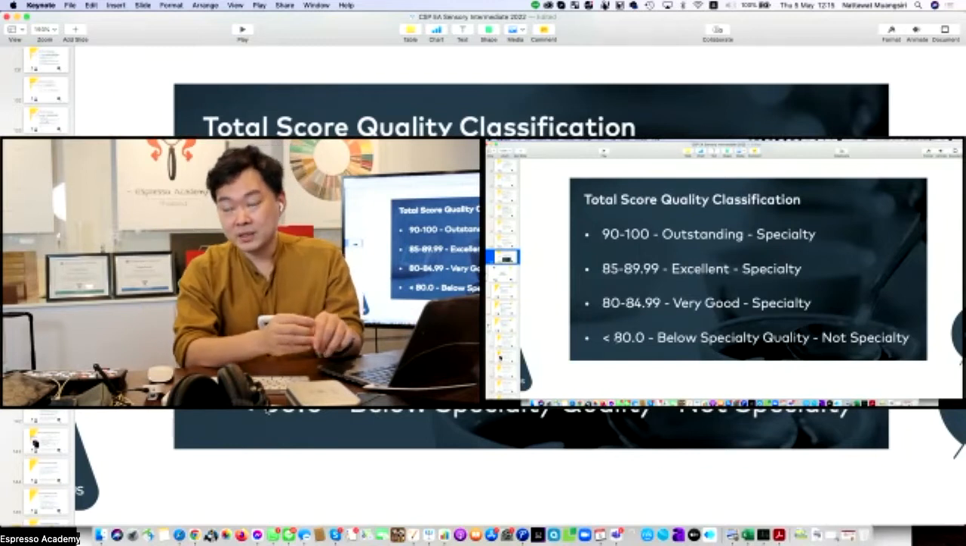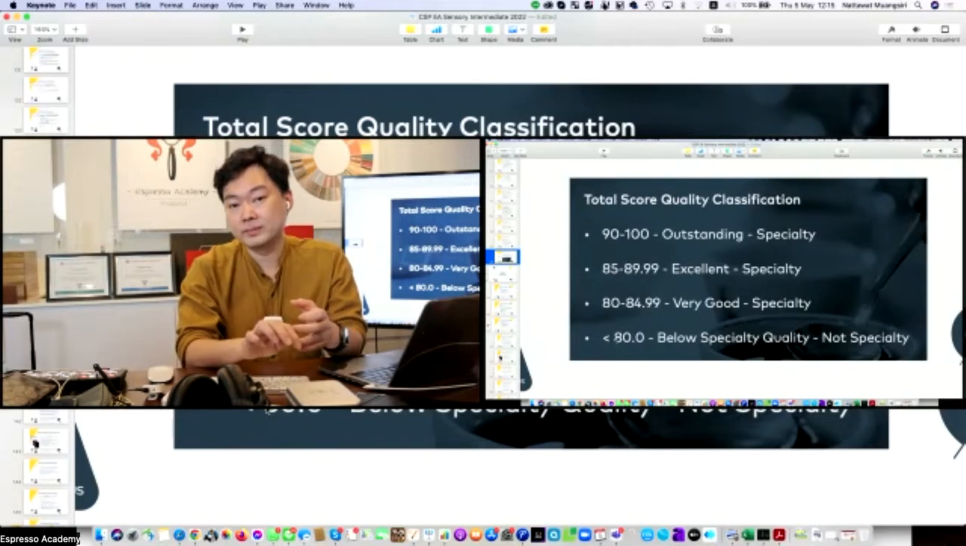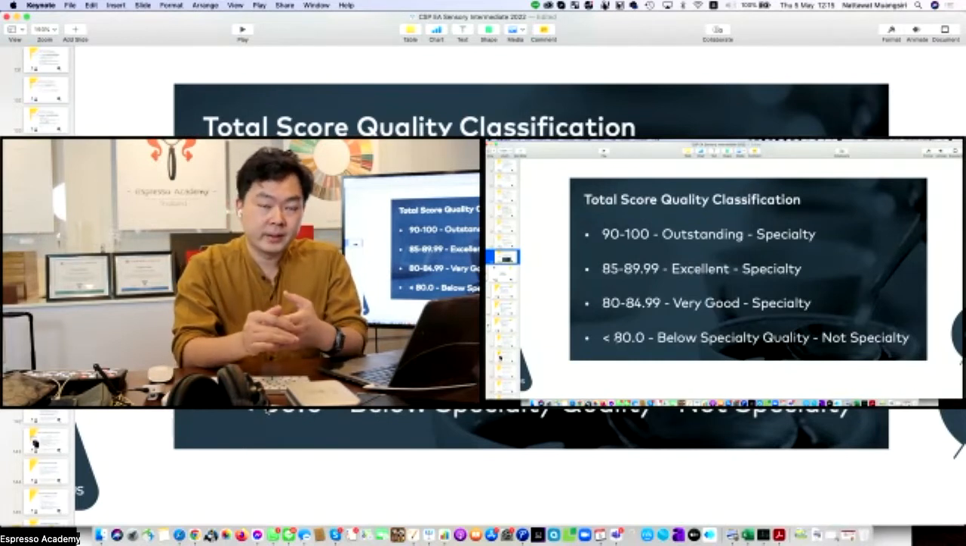And then there is another person who says, I got an 84.9. How do I get 85? Why did I not get 85? That's another person who has a question. So you need to look into every section.